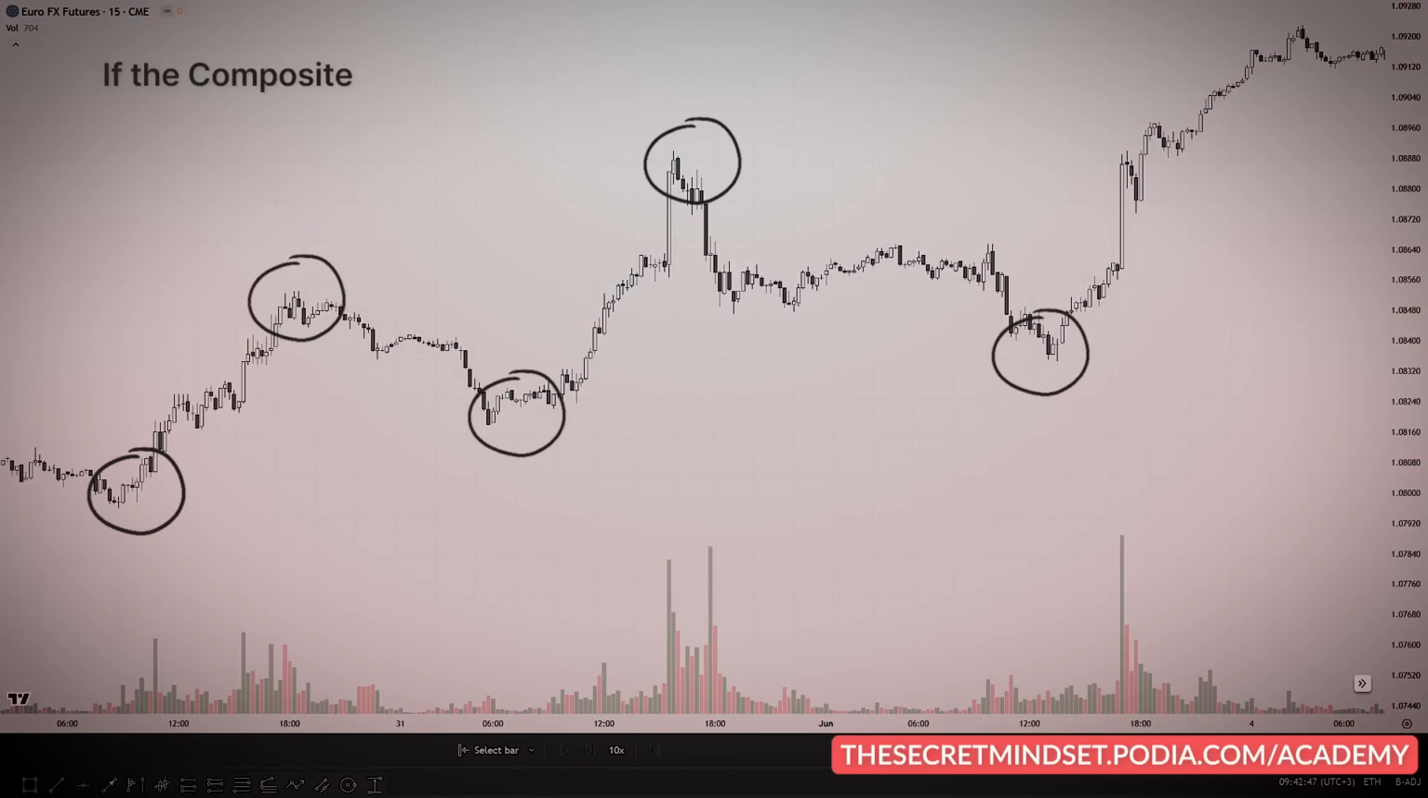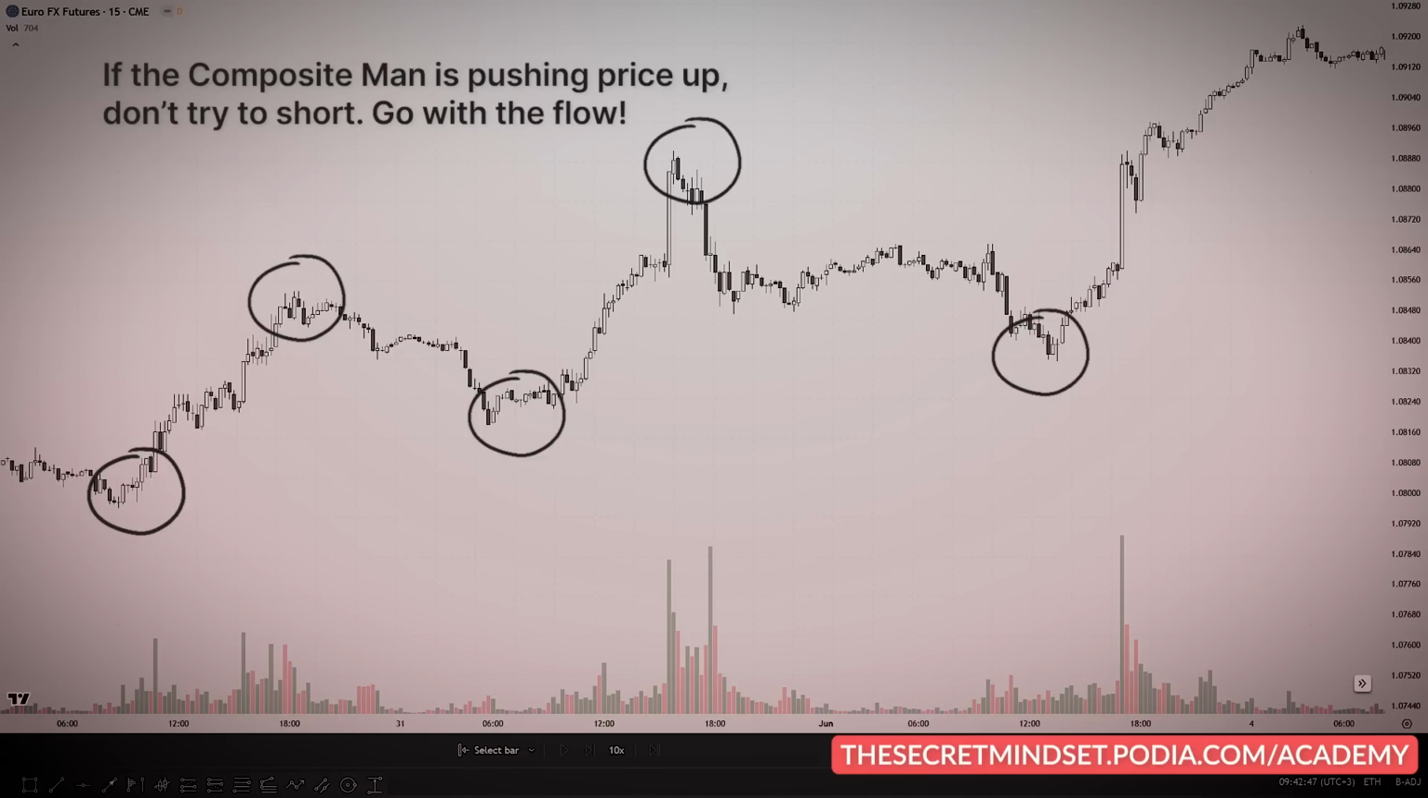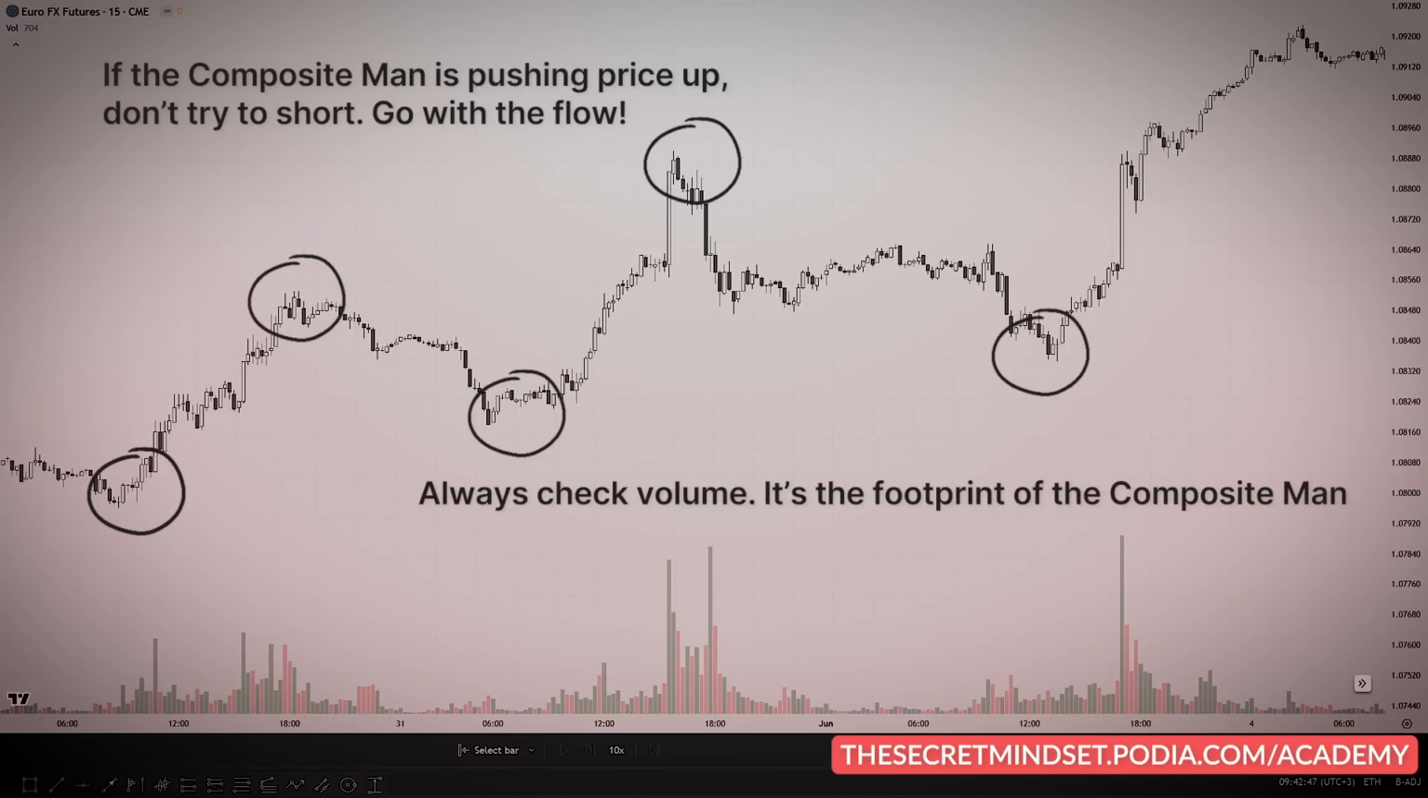Trading with the trend is key. If the Composite Man is pushing price up, don't try to short. You'll probably lose. Go with the flow. Again, always check volume. It's the footprint of the Composite Man. Big volume moves are often important.